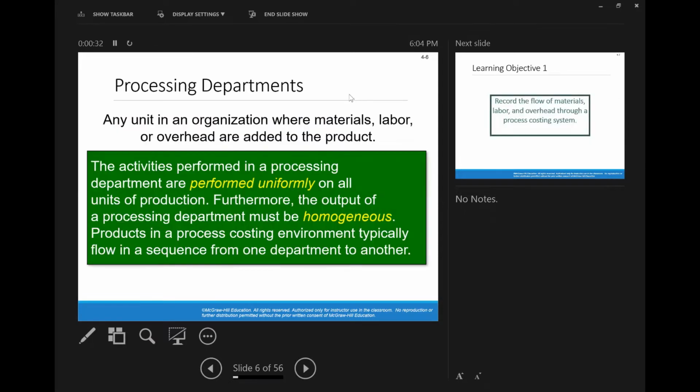Okay, any unit in the organization where materials, labor, and overhead are added to the product is what we're looking at. The activities performed in the processing department are performed uniformly. So we're not going to have any variations. We're producing the same product in a batch.